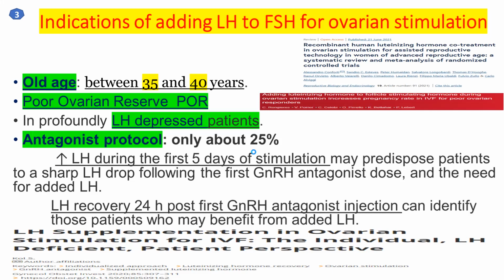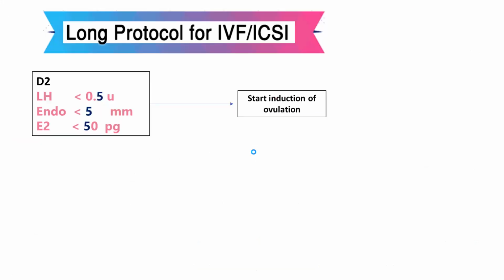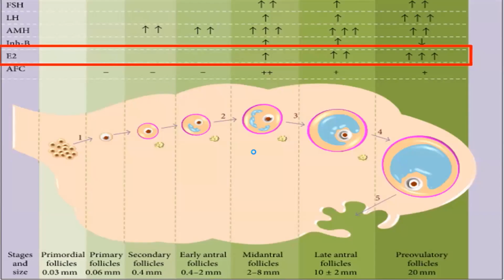These are the collected indications of adding LH from different literature, to highlight the importance of estimation of LH at the beginning of the menstrual cycle. In long protocol for IVF or ICSI, don't forget number 5: on day 2, LH should be less than 0.5 units, estradiol should be less than 50 picogram, and endometrium should be less than 5 millimeter. If these 3 criteria are found, you can start induction of ovulation.